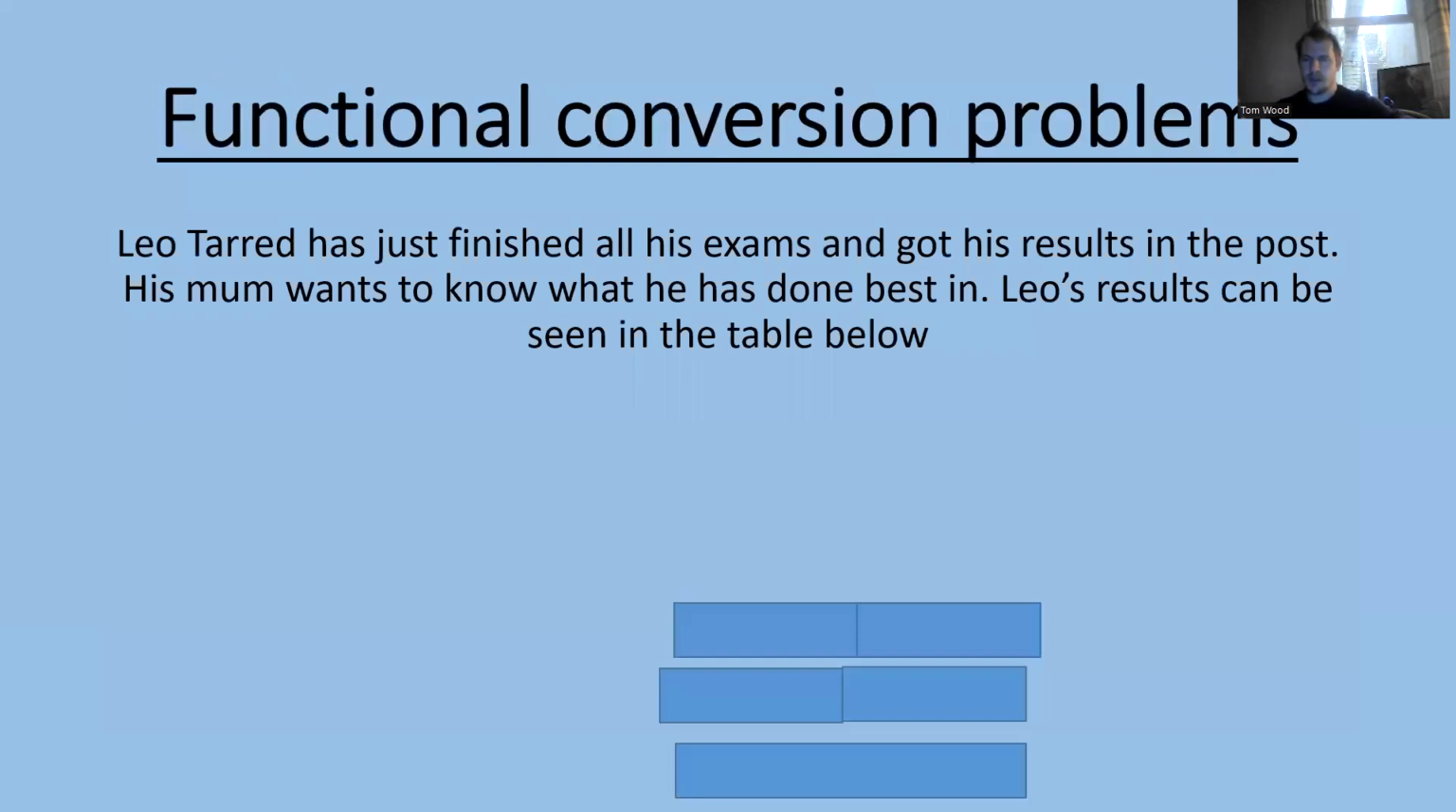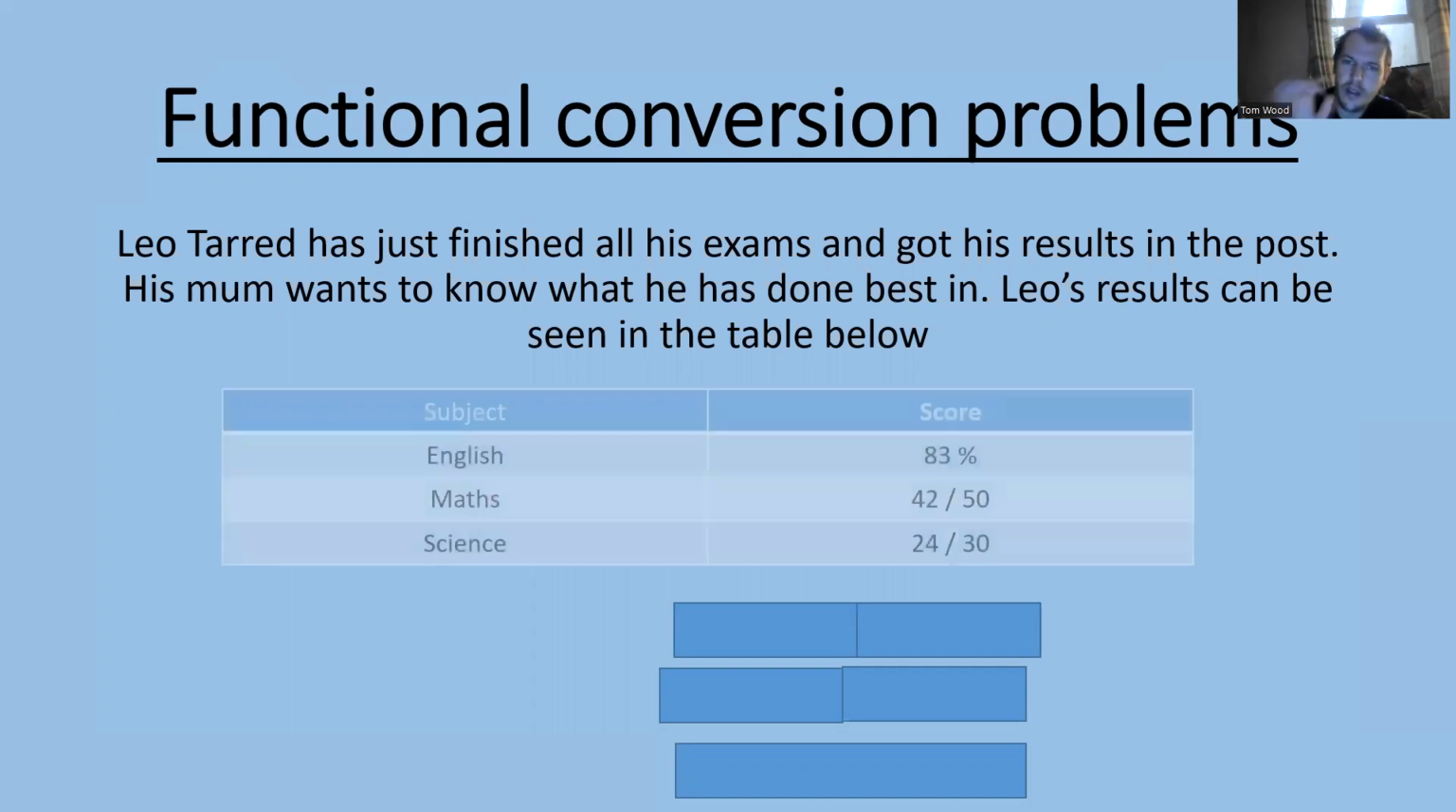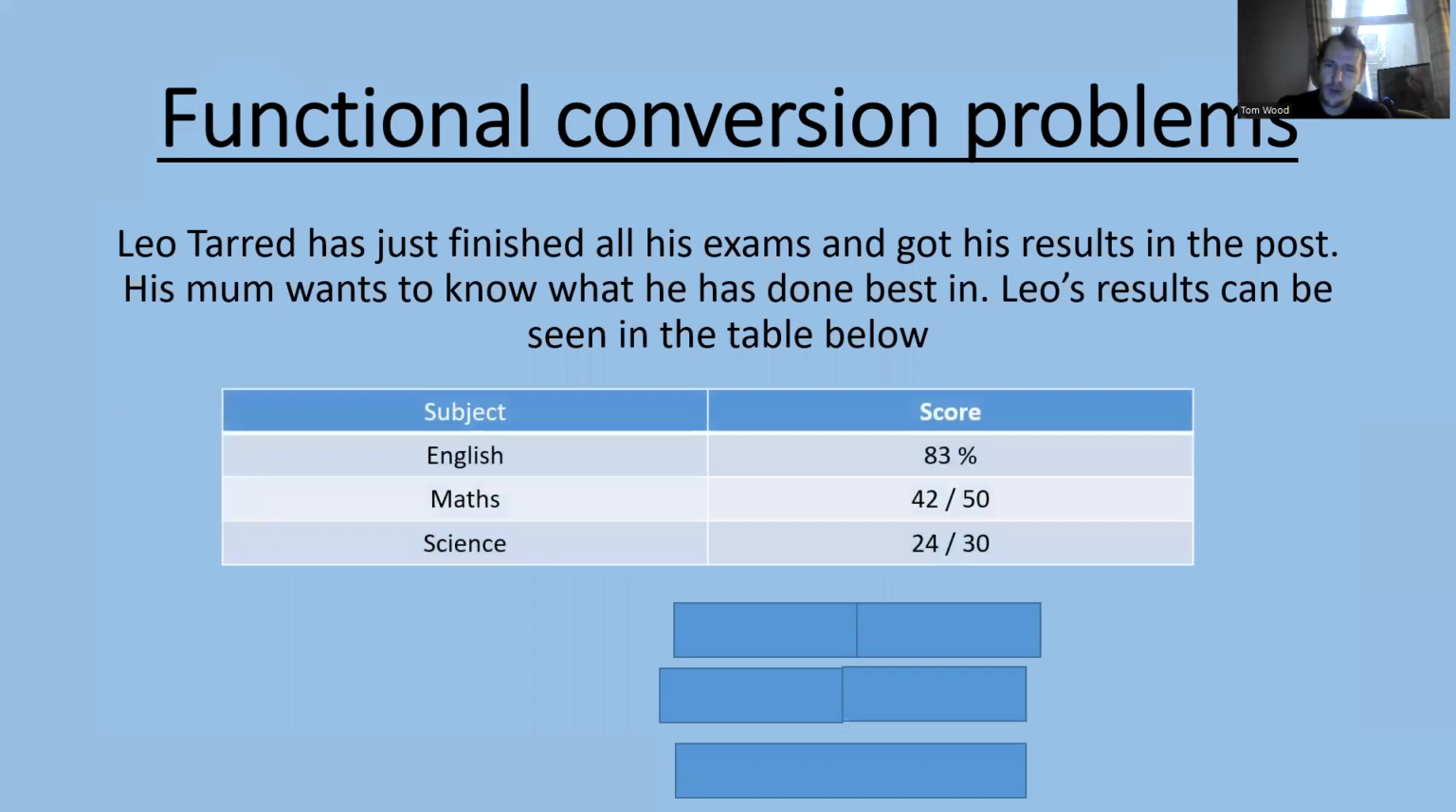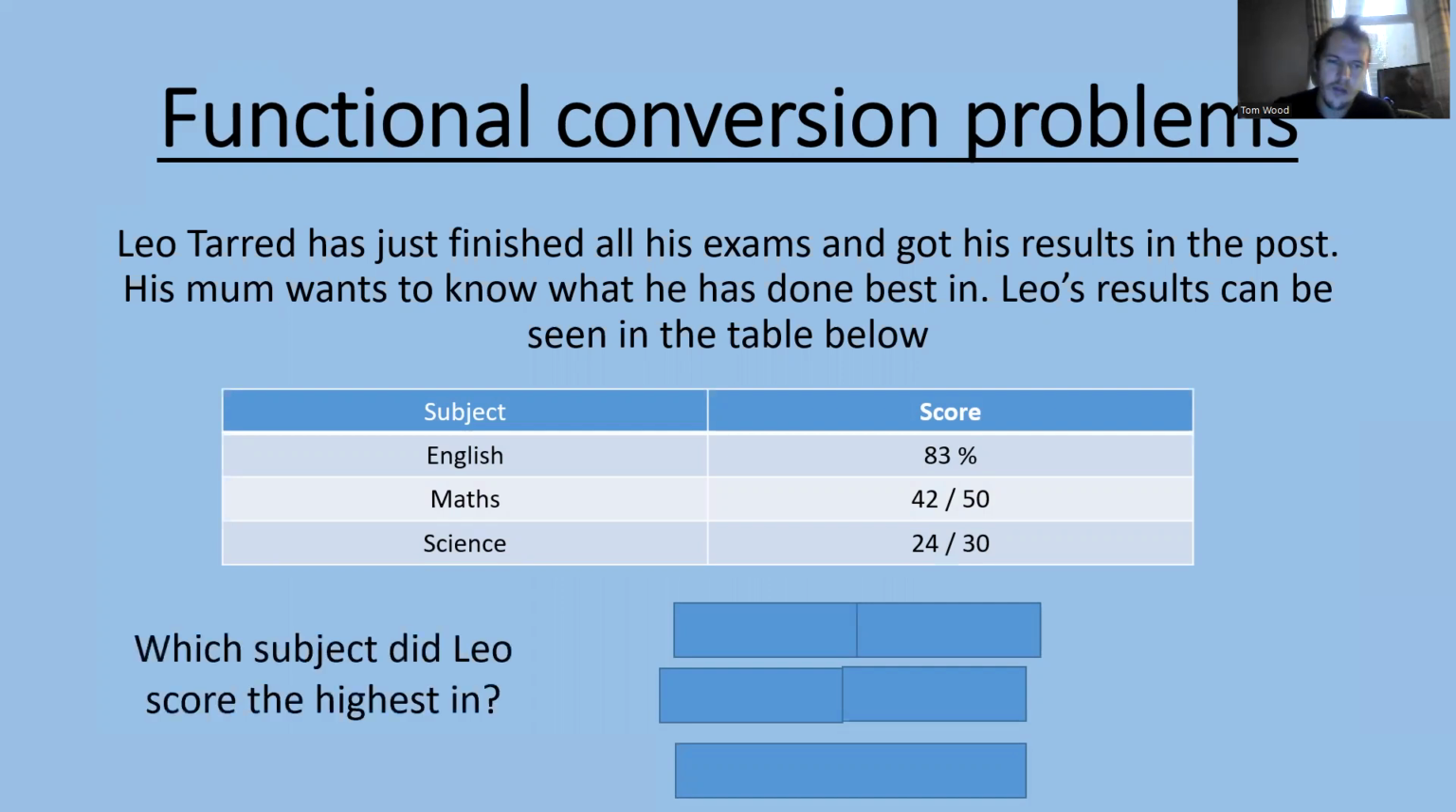Okay, so we've got one more question here, and that will tie us over for conversion. What we have here is our good friend Leotard, which obviously is his real name. He's just finished all of his exams and he's got his results in the post. His mum wants to know what lesson he's done best in. Leo's results can be seen in the table below. Here he scored 83% on his English exam, 42 out of 50 in maths, and 24 out of 30 in science. Which subject did Leo score the highest in? Now, for this question, please do use a calculator. It's absolutely fine.